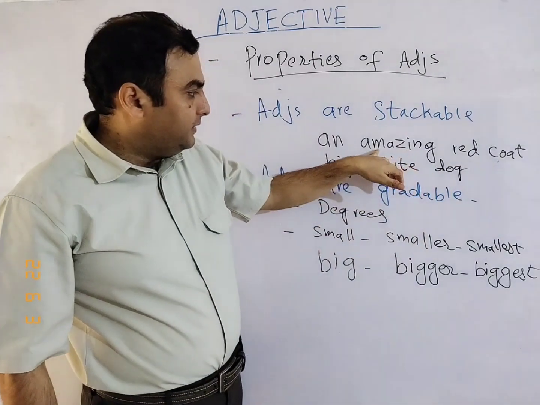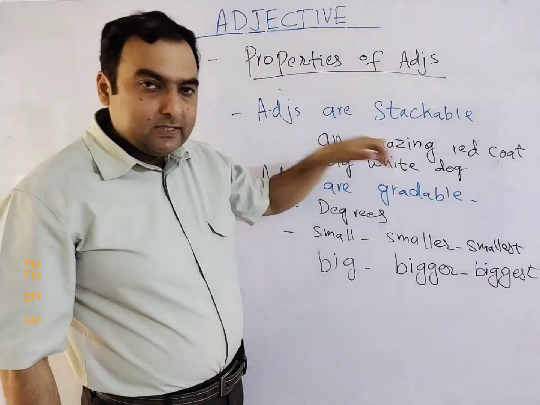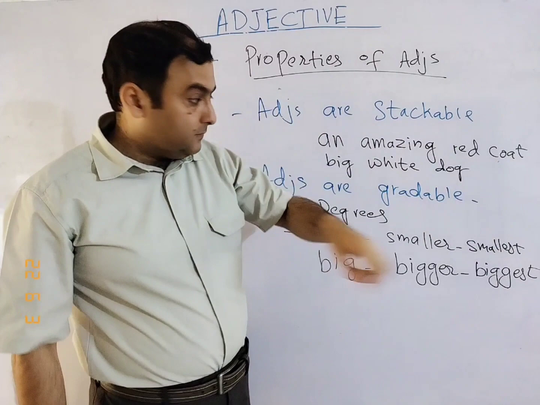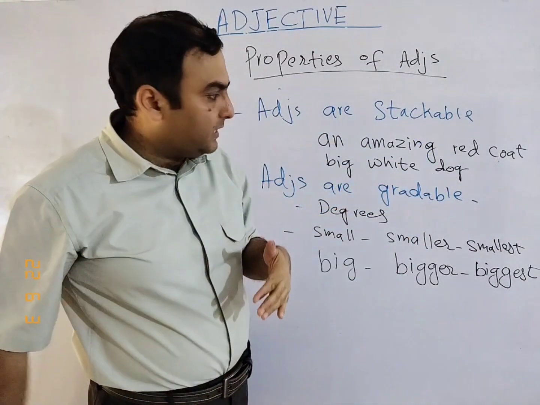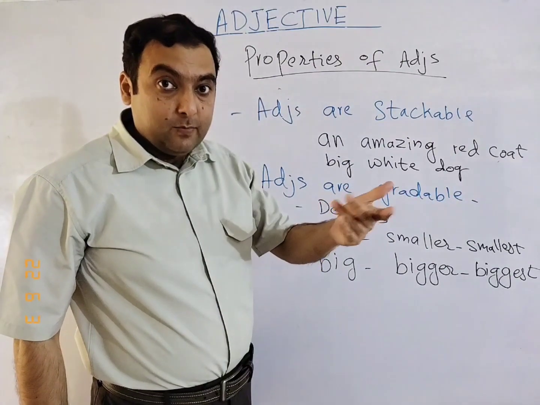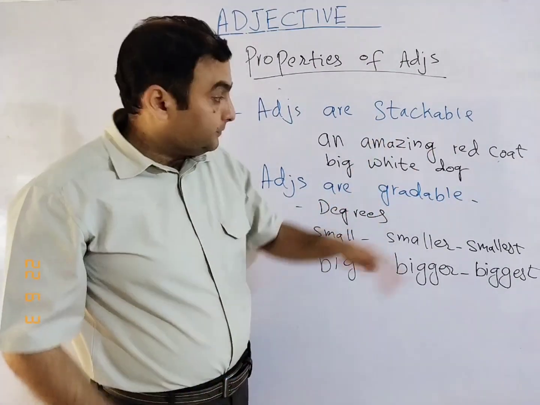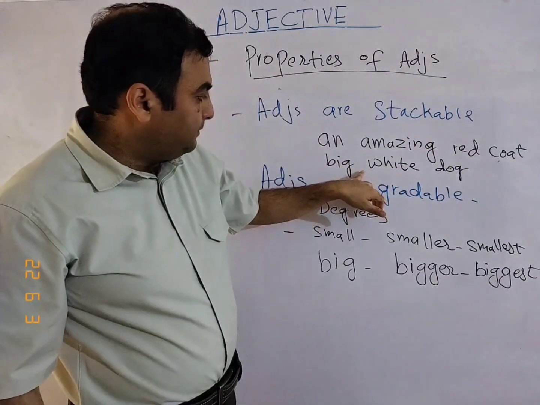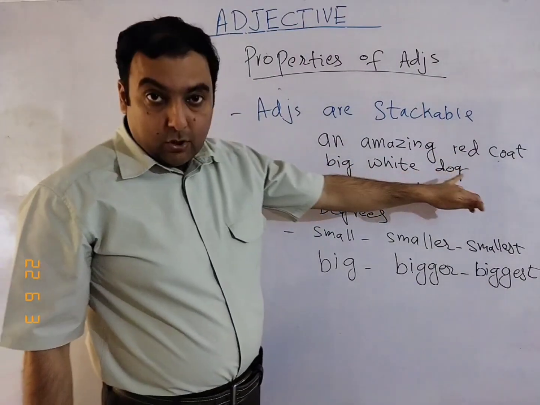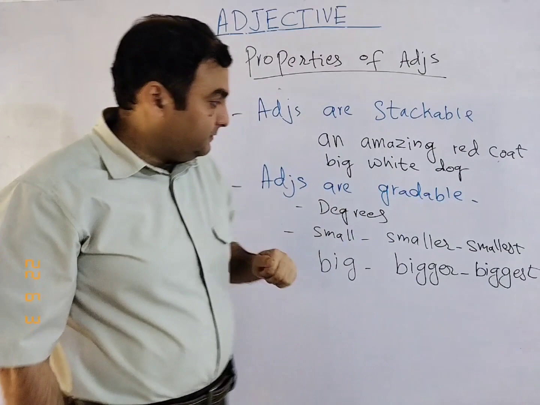So if you see here, we can use more than one adjective. This is one of the properties of adjectives. They are stackable, like we can use more than one adjective at a time. There could be 3, 4, or 5. So an amazing red coat, we have 2 adjectives here. Big white dog, for example, 2 adjectives.